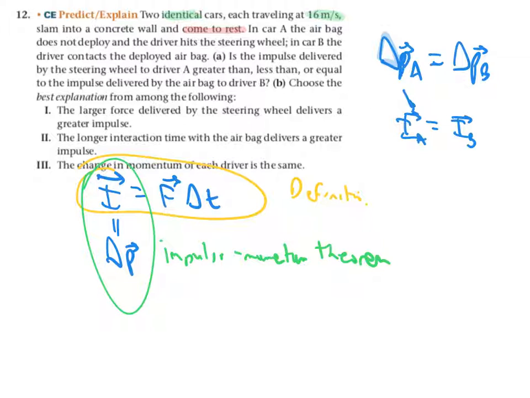And if we look at our options, this is basically option 3. And both of these other options are wrong because they imply that one of the impulses is different, and they're not. So there we go. The impulses are equal because of choice 3.